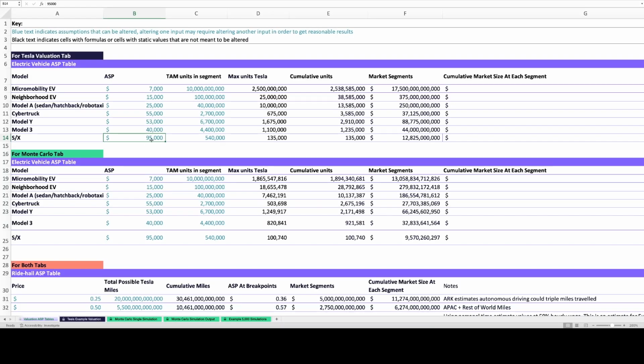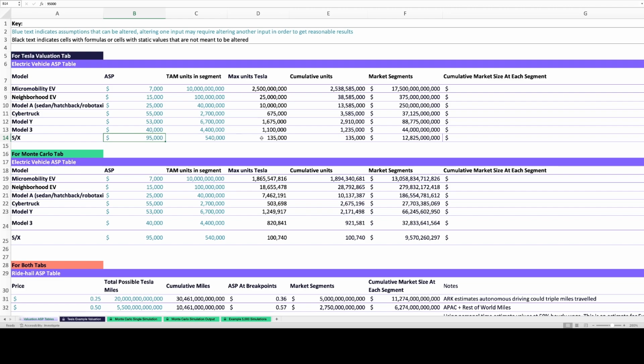What we're looking at here is an average selling price. So this is not the base price, the entry level. This is the average selling price, the total addressable market in that segment, in that price point, that's globally. And then ARK assuming Tesla captures about a quarter share, 25%. So for example, Model S and X at an ASP of about $95,000. Globally, about 540,000 units of total addressable market. Tesla captures a quarter, that's 135,000.